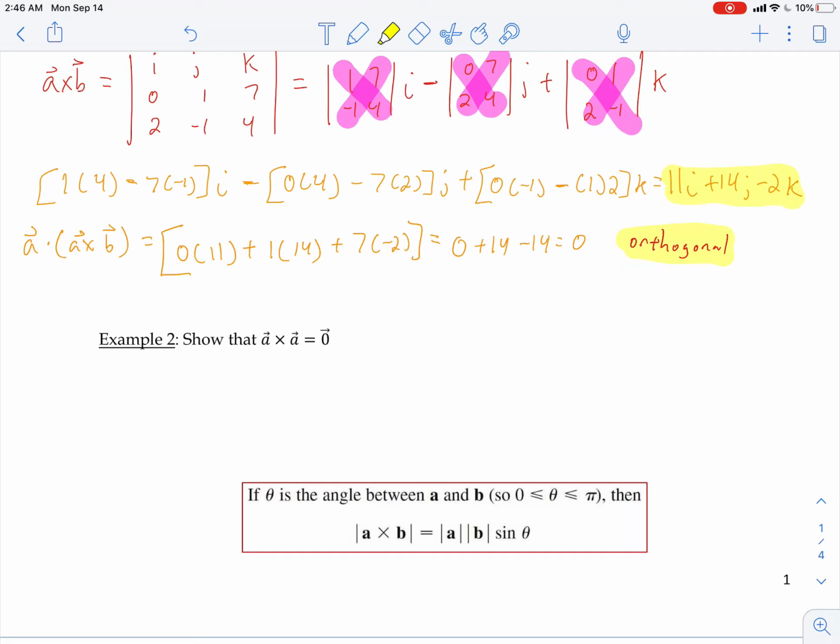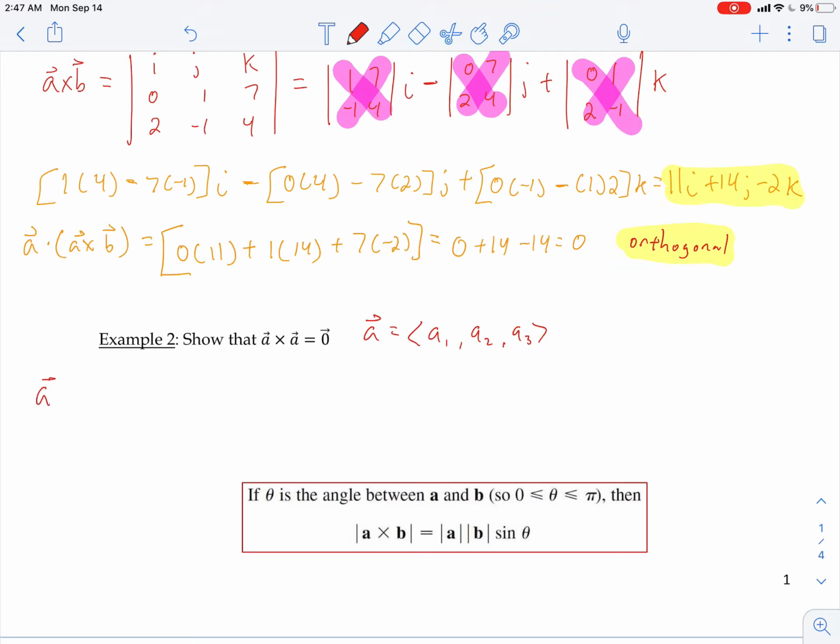So the next one is an example. Show that A cross A is always going to give us the 0 vector. So if ever I'm taking the cross product of a vector with itself, I should always get the 0 vector. So I'm just going to briefly show that. I'm going to say the A vector is A sub 1, A sub 2, A sub 3. And again, you can skip through this if you'd like to, because I'm just showing a little proof.